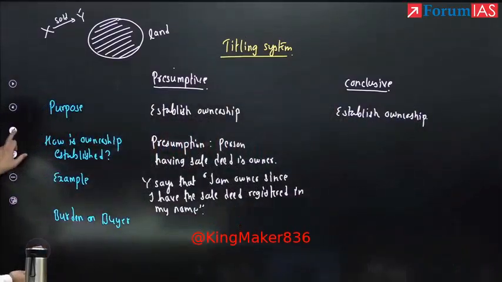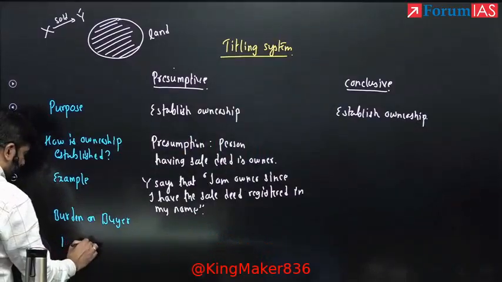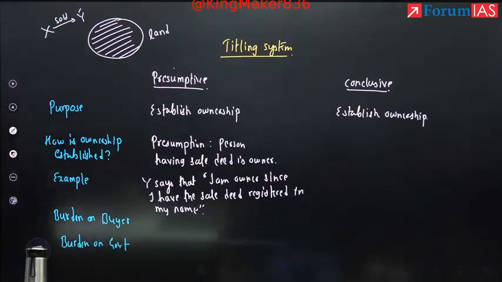Under this only, next point, burden on the government. Minimum burden, as the government has to only register the property.